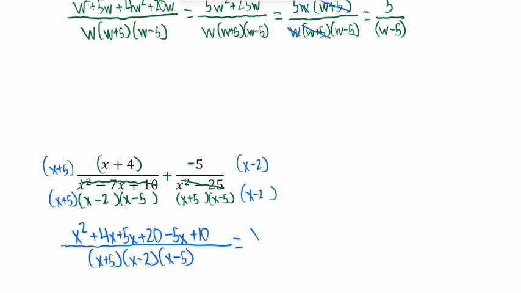We combine the like terms and we would have x squared, then 4x plus 5x minus 5x, we have plus 4x. 20 plus 10, we have plus 30. In our denominator, we still have x plus 5 times x minus 2 times x minus 5. In this case, there's nothing we can multiply to get 30 that adds up to 4, so we can't factor it, and there's nothing we can do to reduce it. We're done with this problem.